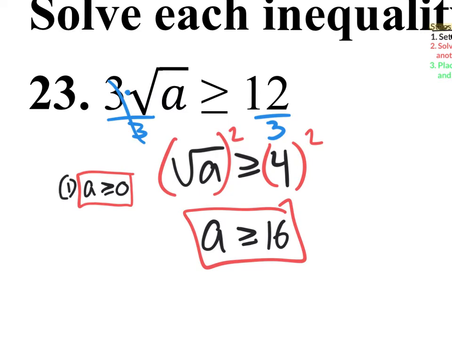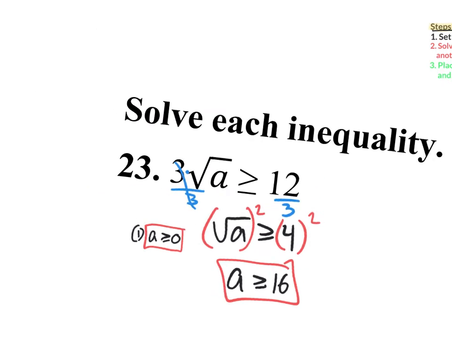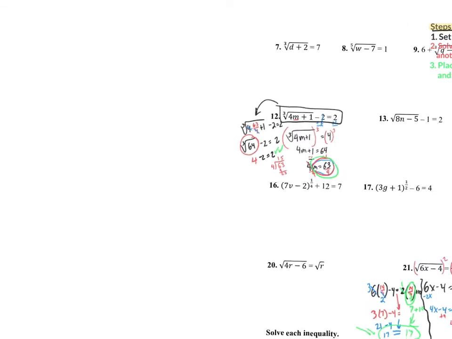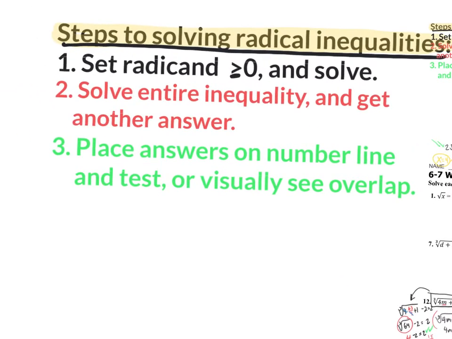Okay. Step 1, set the radicand value to be greater than or equal to 0 and solve. It's already done for us. There's nothing to solve. We already got the answer. A is greater than or equal to 0. And then step 2, solve the whole thing. A is greater than or equal to 16. Now, step 3, let's go back to the notes over here. Step 3 is to place answers on a number line and test or visually see the overlap, okay?